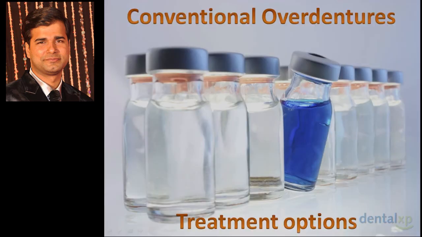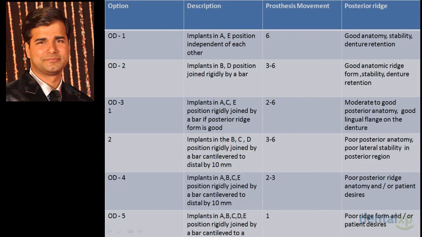Now, is it clear? Now, coming to the conventional overdentures treatment options. What are the treatment options that we have in hand? The overdentures can be option 1, 2, 3. In 3, it can be 1 or 2. Overdenture option 4 or 5. Let's look at the options. Let's just skim through the facts before we go into individual details.